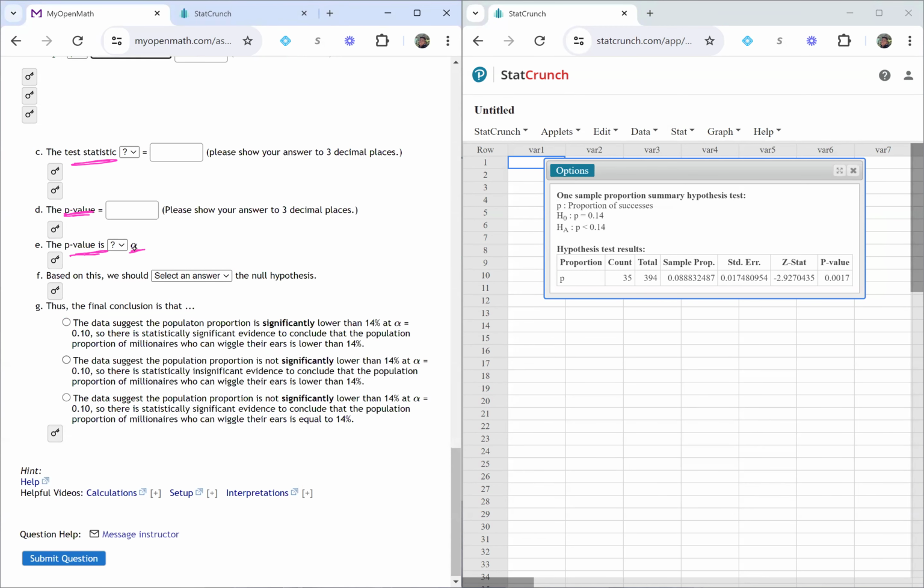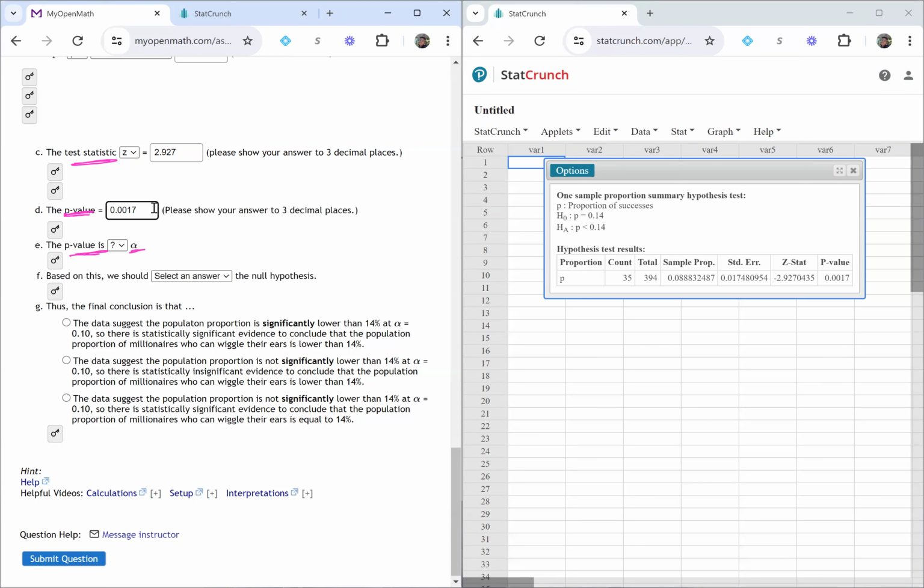Great, okay. So our test statistic, which is not the T, but it's the Z. Our Z stat is negative 2.927, and we just got that right off of StatCrunch. The p-value is 0.0017, and again, we get that right from StatCrunch.